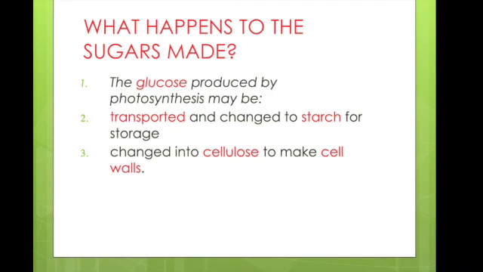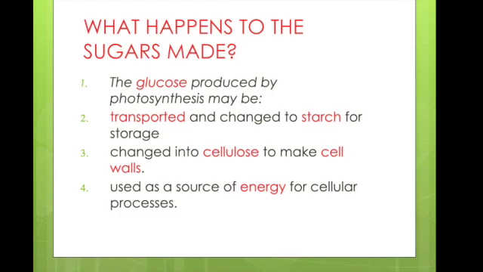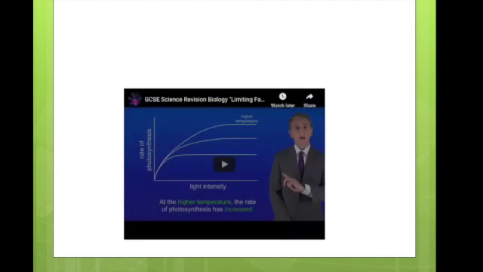All right, what happens to the sugars made? The glucose produced by photosynthesis may be transported and changed into starch, like I said, storage, like potatoes, carrots, root vegetables. They can also be used to make cellulose, which makes that cell wall. And also energy for cellular processes, other processes that happen within the cell itself.